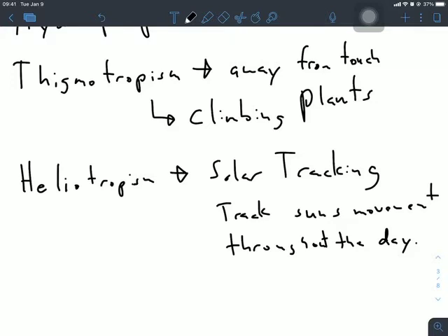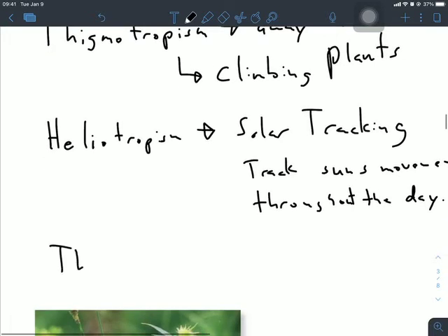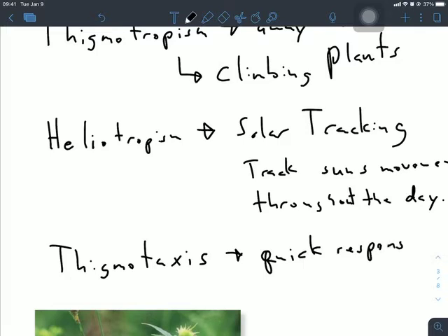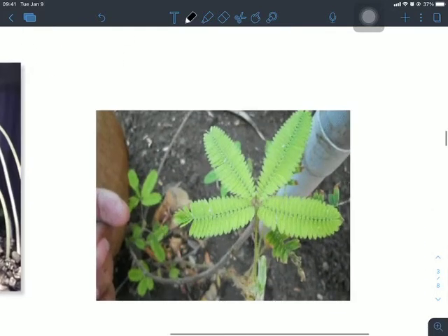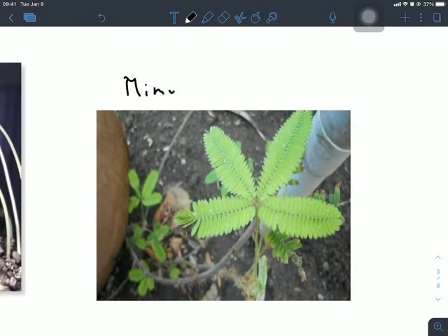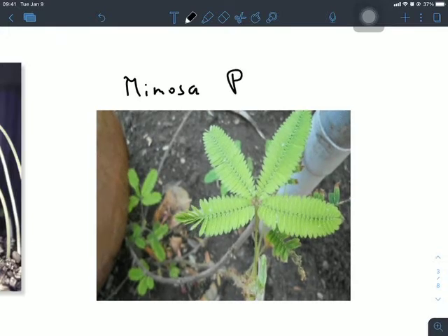And then we also have thigmonasty. Rather than changing your growth patterns based on where touch is coming from, plants can additionally respond immediately to touch. And no plant illustrates this better than one of my personal favorites, Mimosa pudica.